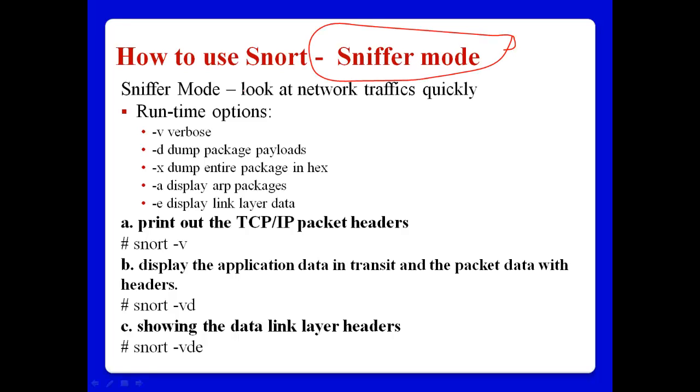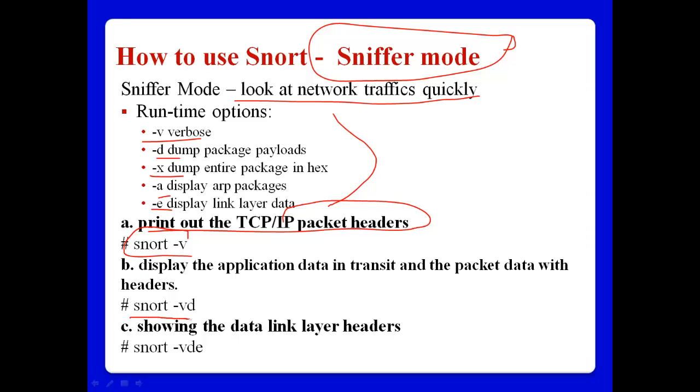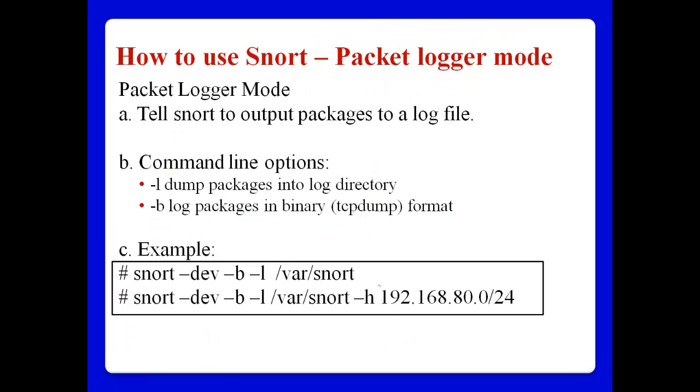First, the sniffer mode. Sniffer mode means to just look at network traffic quickly. If we want to use sniffer mode, we can use these options: -b, -d, -x, -a, and -e. First, snort -b prints out the TCP packet headers. Second, snort -v and -d display the application data in transit, packet data with headers. And snort -vde shows the data link layer headers as well.